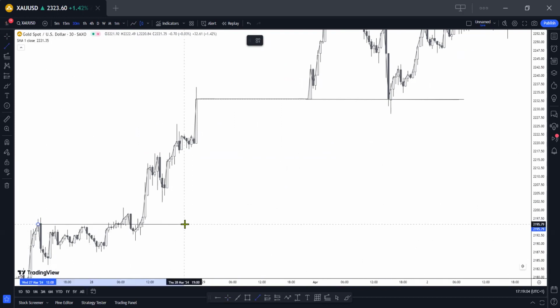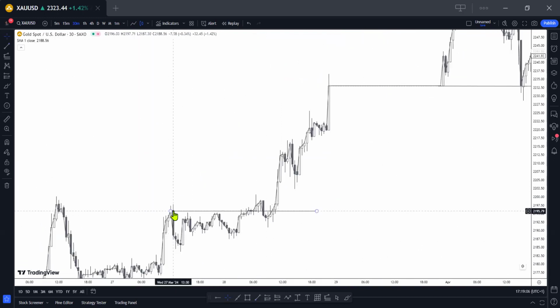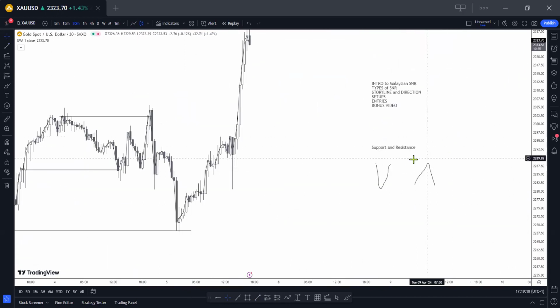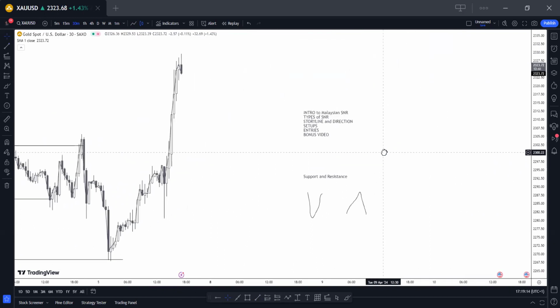These are our A's and V's. A's for resistance and V's for support. The reason for Malaysian SNR, the basic understanding, is to focus on the closing price of the market. We believe that the closing price tells the whole story, right? The closing price of the market tells the whole story.